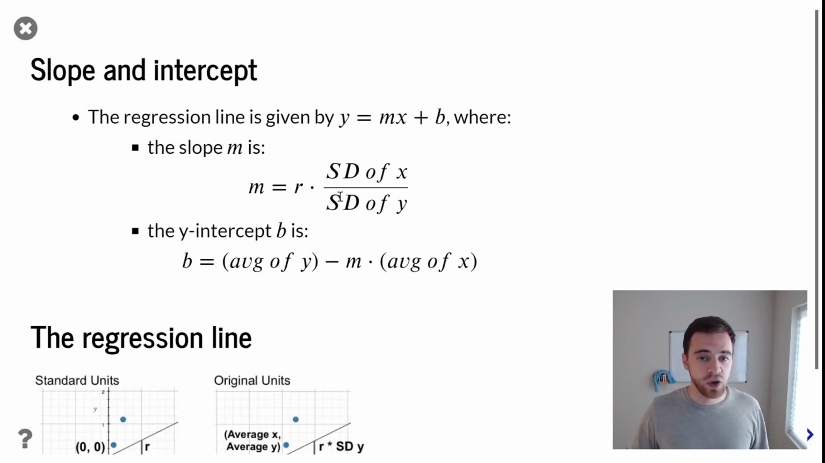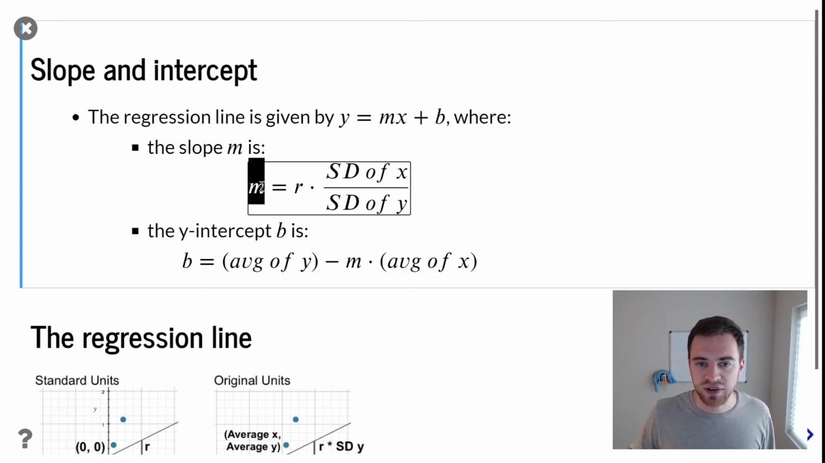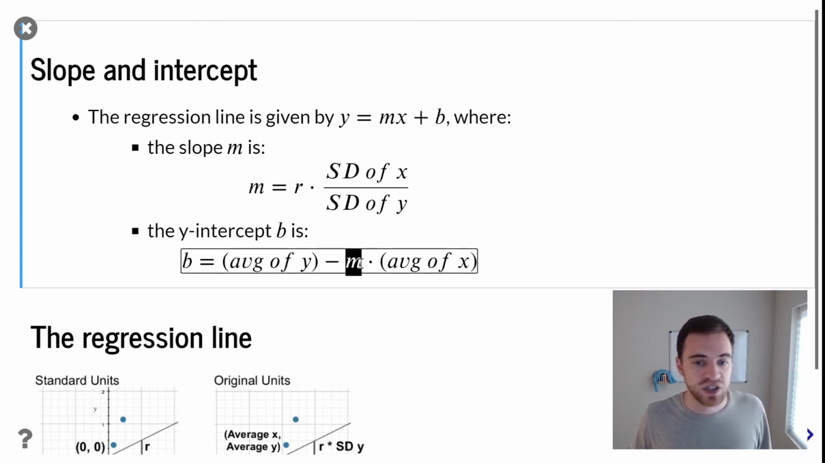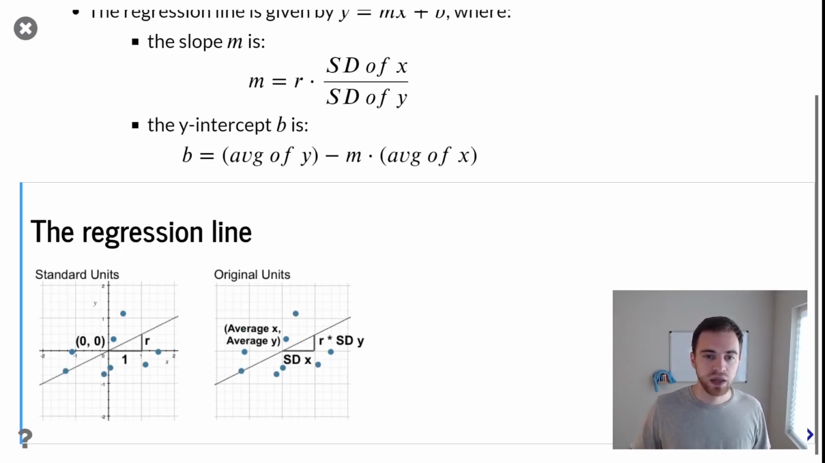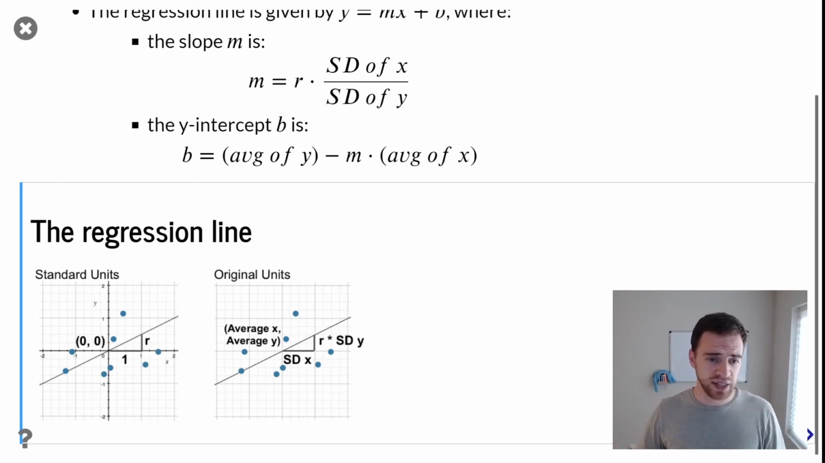Again, the slope is given by the correlation coefficient times this thing here. The y-intercept is the average of the y's minus the slope, m, times the average of the x's. So this m here is not the mean anymore. It was the mean on the previous slides, mx, my. This is the slope, m. What you see is that the regression line looks the same in standard units as it does in original units. The only difference will be the scale of the x and y axes.